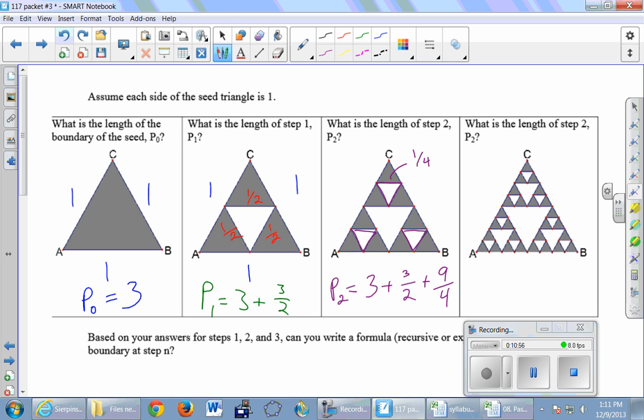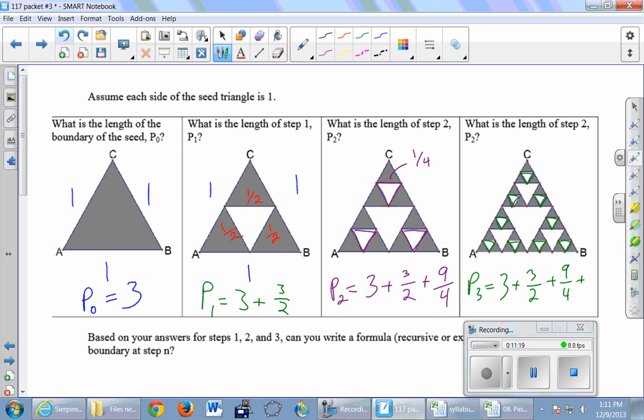Okay, and then one more. P3 equals everything I had before plus some stuff. So I'm just going to copy first. Okay, and I'm going to take my time here. I'm going to grab all of these triangles that are new. It's just these teeniest, tiniest ones here.